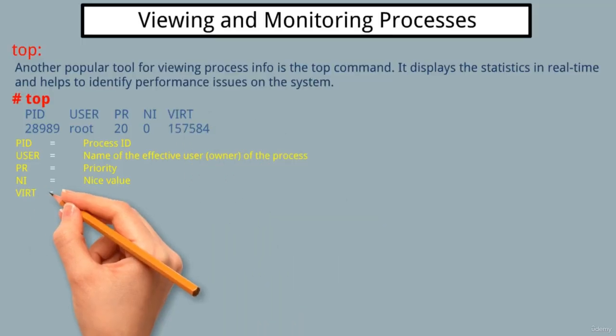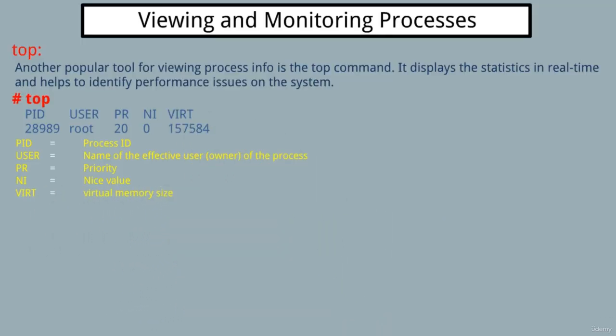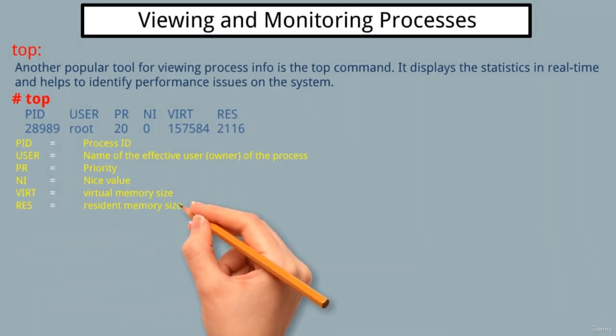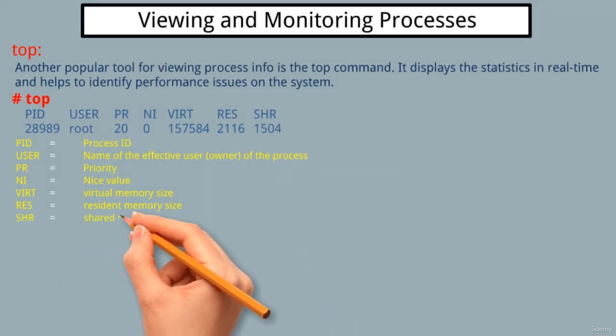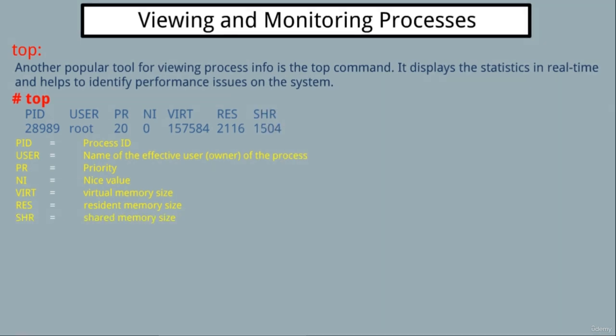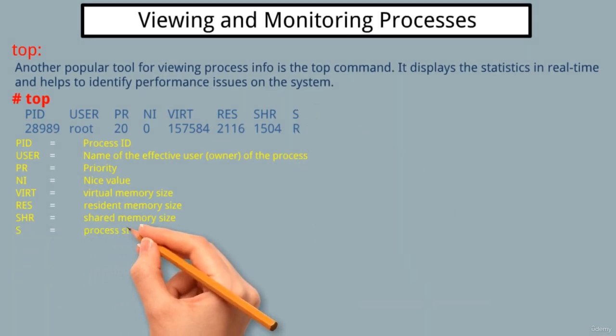The next one is VIRT, which stands for virtual memory size. The next one is RES, which stands for resident memory size. SHR stands for shared memory size. The next field is S, which stands for process status.